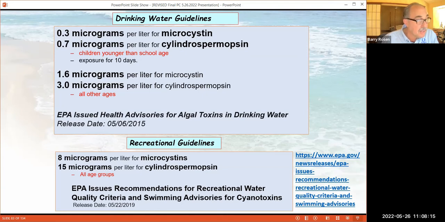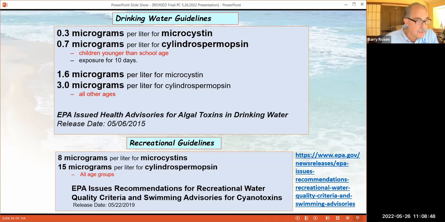After that, in 2019, they promulgated recreational guidelines for all age groups. No 10 days. This is if you fall in the water, if you have 8 micrograms per liter of microcystins or 15 of cyanobacteria, those are the criteria for that. And that's why you see a lot of warnings put up by Florida Department of Health before they may even know the concentration. If there's cyanobacteria out there that they recognize, they will post in an abundance of caution. So these are good guidelines.